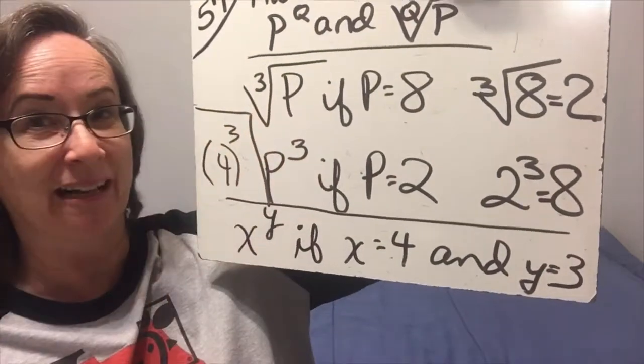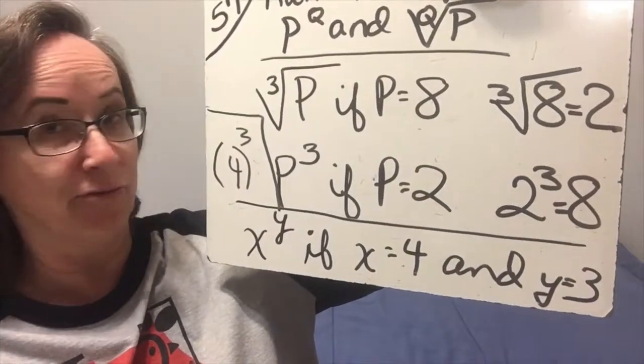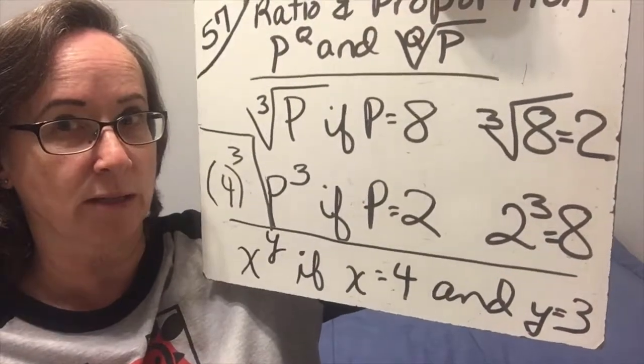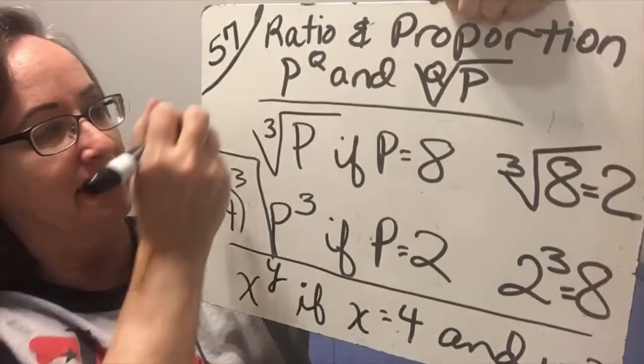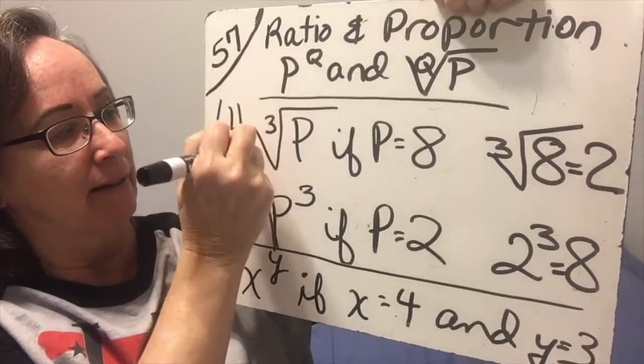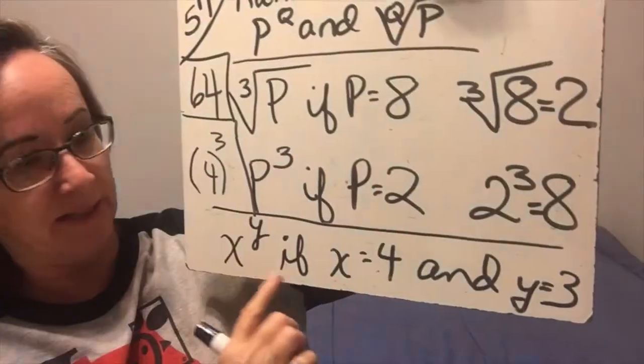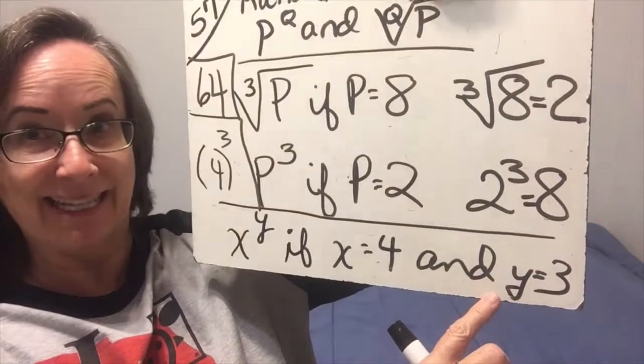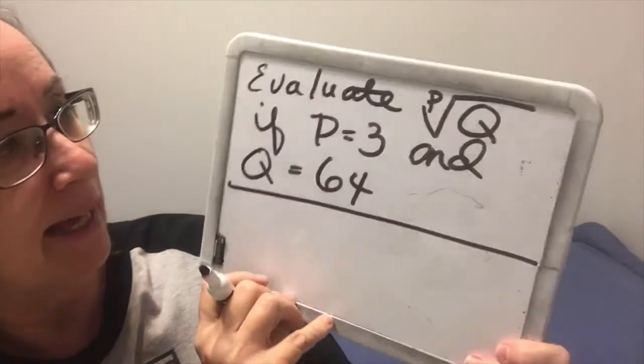And now all we're talking about is 4 cubed. And 4 cubed is 4 times 4 times 4. And that is 64. So the answer to this is going to be 64. Okay, so now let's look at another one.